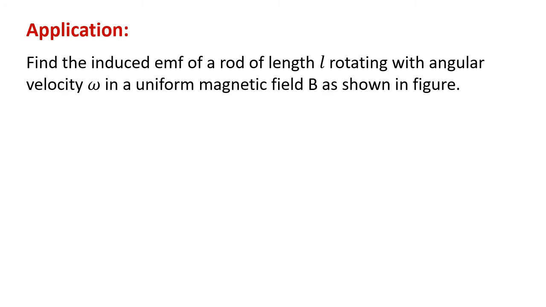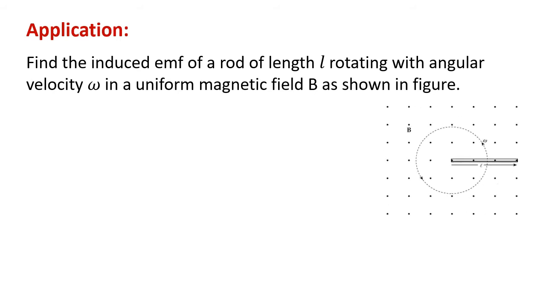One application. Find the induced EMF of a rod of length L rotating with angular velocity omega in a uniform magnetic field B as shown in the figure. In the diagram, the magnetic field is perpendicularly outward. The dot indicates, for example, perpendicularly outward, and a rod of length L is moving in uniform magnetic field B with angular velocity omega. Then we have to find out the induced EMF. Here they mentioned omega, asking about induced EMF.